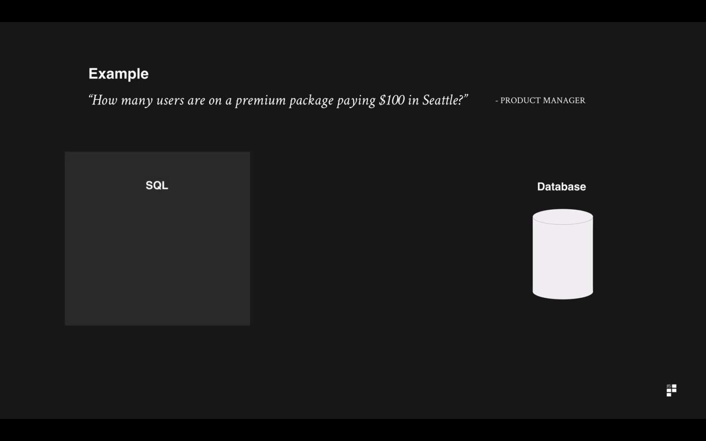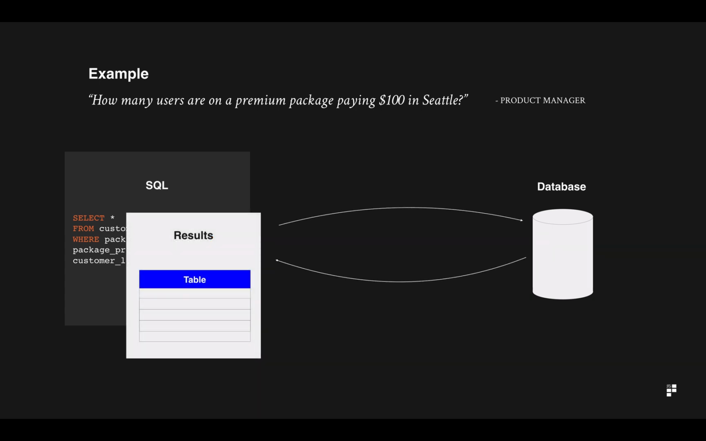So back to our example. In this example, we want to find out how many users are on a premium package paying $100 in Seattle. To find out that, we would need to write a specific query which looks for those customers using the criteria that we've provided. So this SQL statement says, I want to select all the customers from the customers table where the package is premium and the package price is $100 and the customer location is Seattle. The SQL queries the database and it returns to you a set of results. Results are typically returned in tables. So in this example, we would say that we've queried the database and the database has returned a set of results.